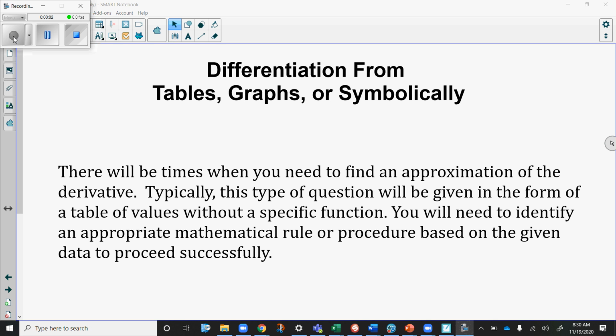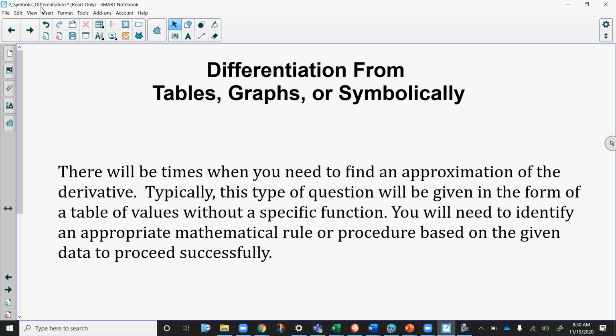Hey there everybody, and welcome to my lesson on differentiation using tables or a graph that's been provided for you. This is going to be a lesson where we're going to be identifying an approximation of the derivative based off of things that are given to you in a table or on a graph somewhere.